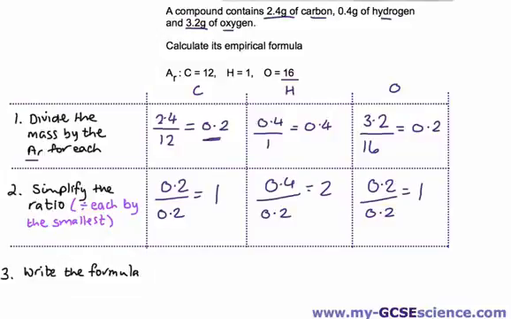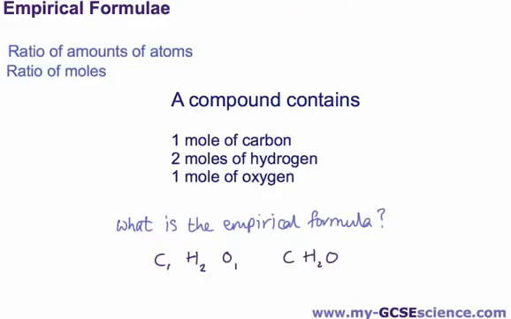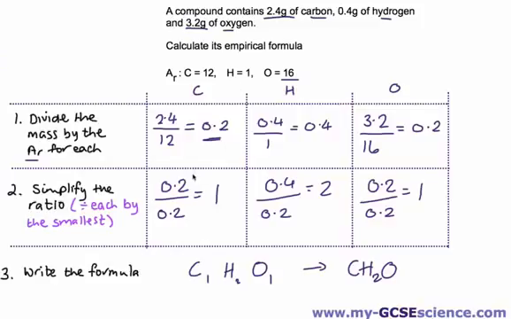The final stage is writing the formula. Very simply, we've got carbon 1, hydrogen 2, oxygen 1, and because it's 1 we don't need to write it out, so the empirical formula is CH2O. Now this is actually the same example as we did here. There I gave you the moles, but for this example we've found out how we actually got to that ratio of moles from some data. So that's the steps for working this out.